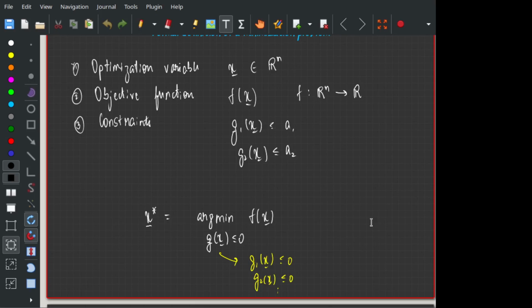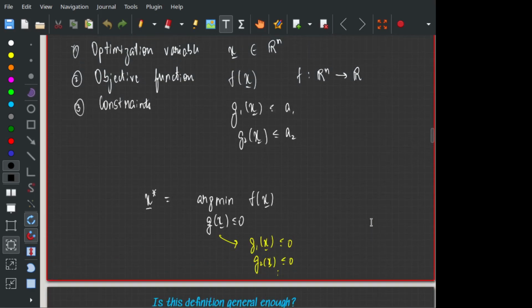Of course, it's not fully general. In particular, we saw that if we have a constraint which is strict, such as g of x should be strictly less than 0, that cannot be posed in this general form. And there's a reason. We'll formally define why that is the case a little later on.